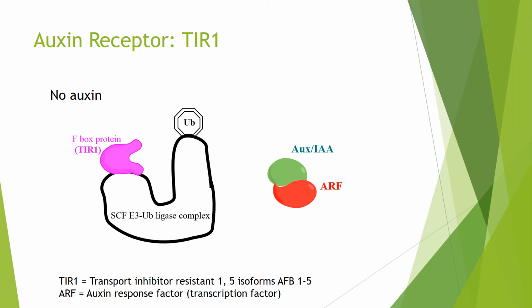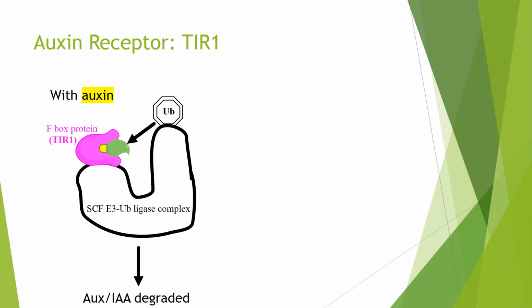AUX/IAA, the green molecule here, and this allows the AUX/IAA to go unhindered, and its main role is as an inhibitory protein of these ARF proteins, auxin response factors, which are transcription factors. So without auxins, you've got an inactive E3 ubiquitin ligase complex, and you've got an inhibition of transcription by these ARFs.